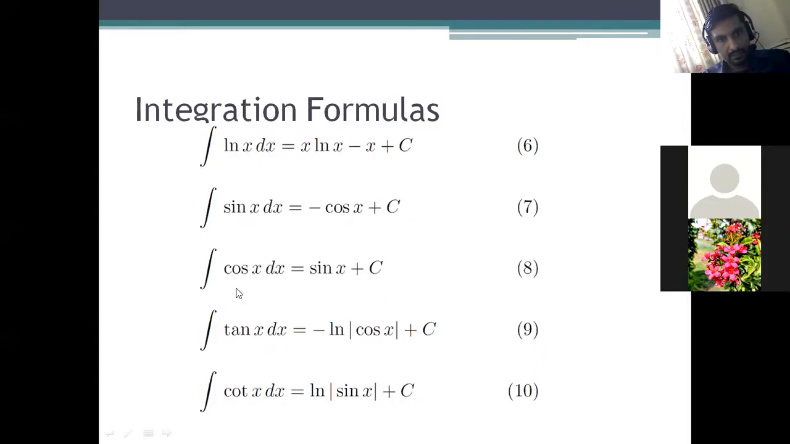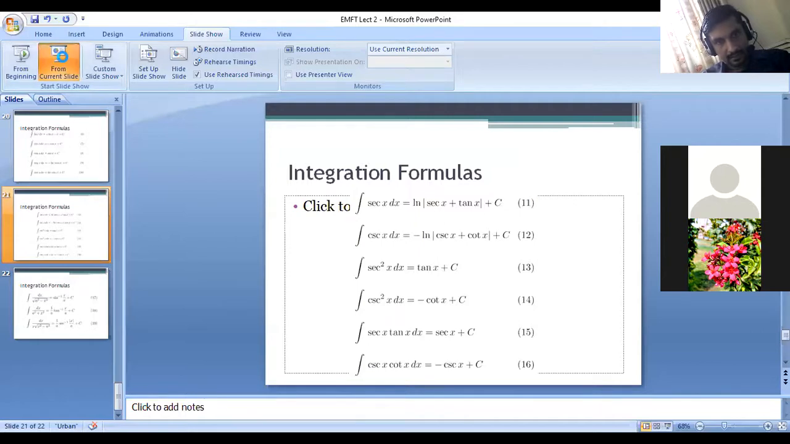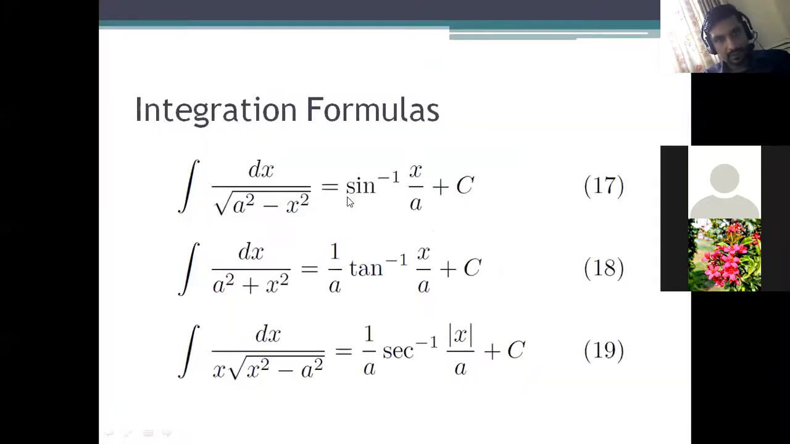Integration of sin x is minus cos x, integration of cos x is sin x, integration of tan x is minus log of cos x, integration of cot x is log of sin x, then integration of sec x is log of sec x plus tan x, integration of cosec x is minus log of cosec x plus cot x, integration of sec square x dx is equal to tan x, integration of cosec square x is minus cot x, integration of sec x tan x is sec x, then integration of cosec x cot x is minus cosec x, and some additional formulae.